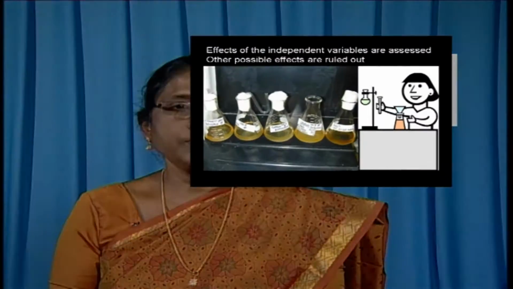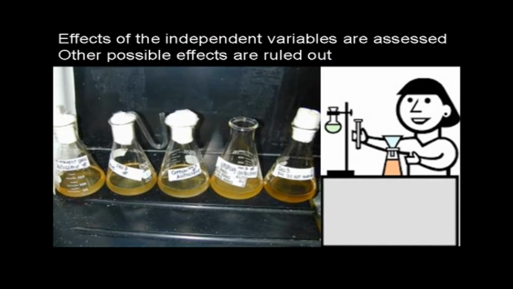Experiments are studies in which the researcher has control over the independent variable and the assignment of subjects to different conditions. The ideal experiment is conducted in a laboratory in which the effects of the independent variables are assessed, while other possible effects are ruled out. However, experiments cannot always be conducted in real life situations, but if the researcher has enough control over the environment, it may be tried.